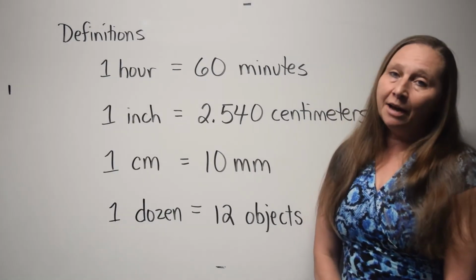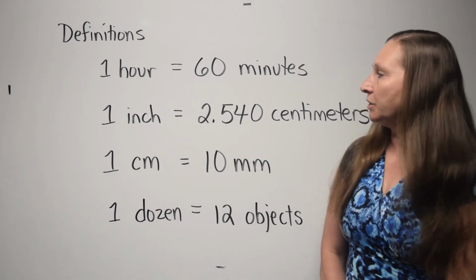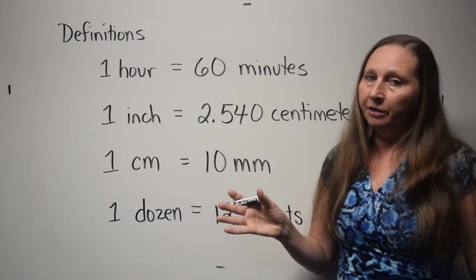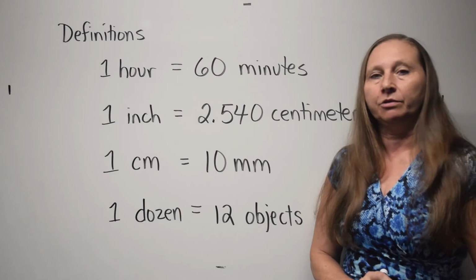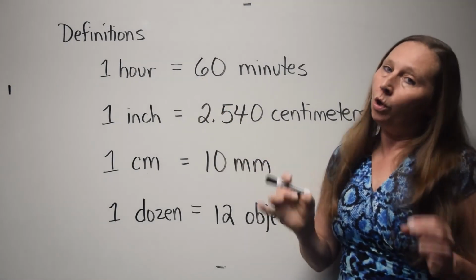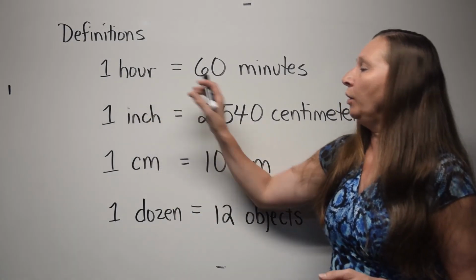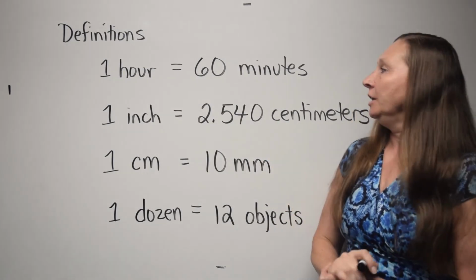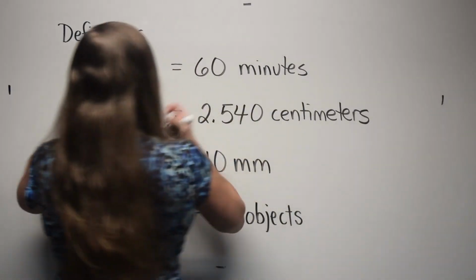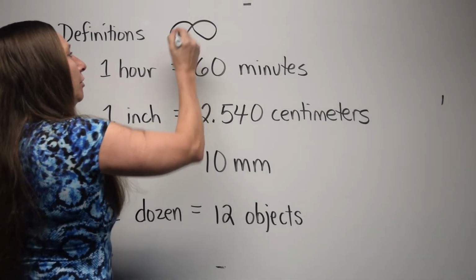And finally, definitions like counted numbers also have infinite significance. 1 hour, that number 1, has infinite significance. It's 1.00000000. I could go on all night. This 60 also has infinite significance. This is a definition. 1 hour is defined as exactly 60 minutes, 60.000000. Remember, what we're talking about here for both counted numbers and definitions is an infinite number of significant figures.